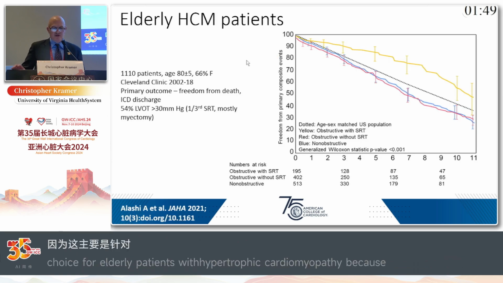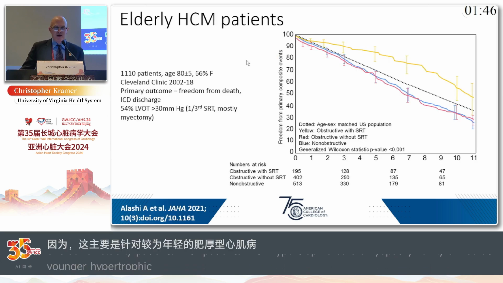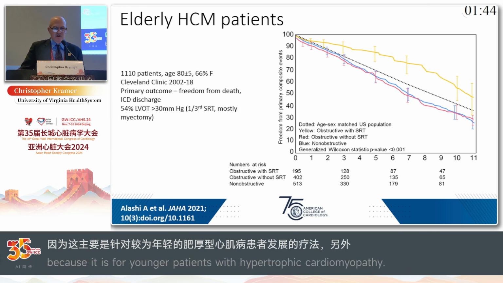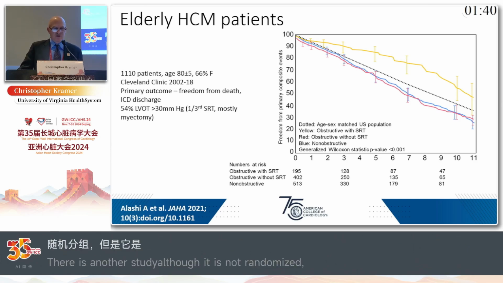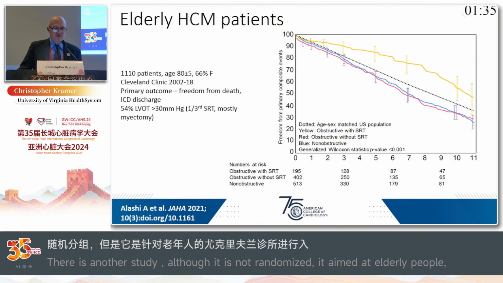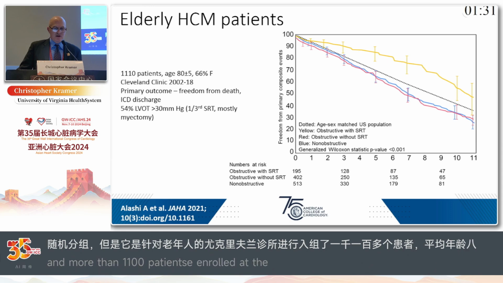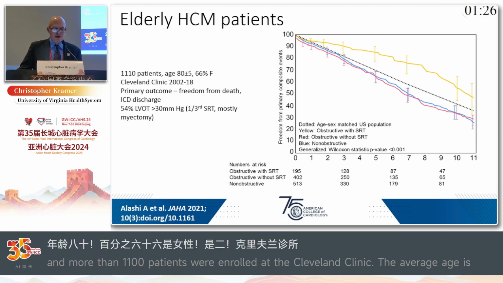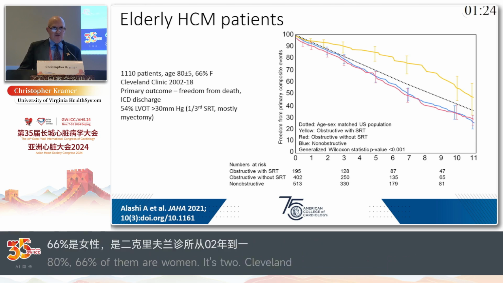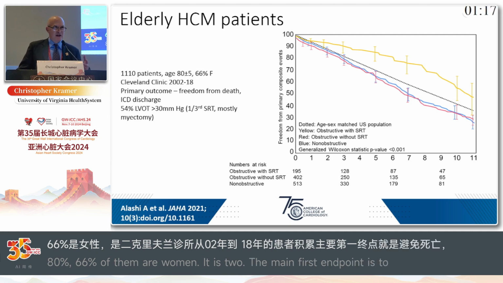There is one study, although non-randomized, in the elderly from the Cleveland Clinic. As I said, there isn't a lot of data in the older population, but this was a study of over 1,100 patients, mean age of 80, two-thirds female, at the Cleveland Clinic over a 16-year period. The primary outcome was freedom from death or appropriate ICD discharge. Half of the patients had obstructive HCM, and a third underwent septal reduction therapy.